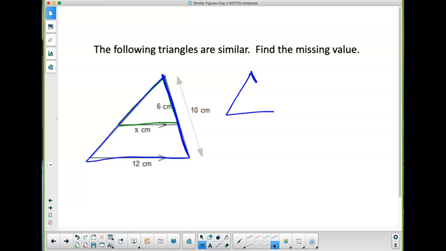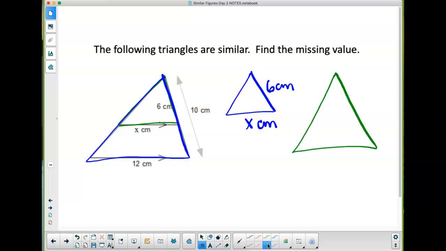We have the small triangle, which this side is 6 centimeters and the bottom is X centimeters. And then we have the larger triangle, which the side here is 10 centimeters and the bottom is 12 centimeters. So if it helps you to look at it as two separate triangles and redraw it, I can then label it, just like we did yesterday on word problems, A and B. We have triangle A compared to triangle B.